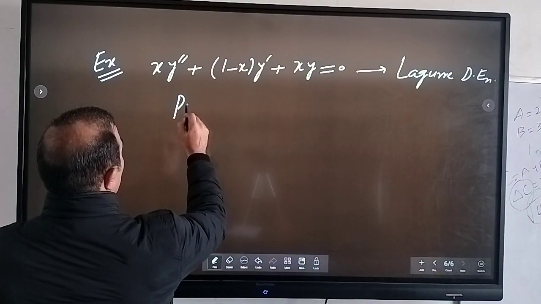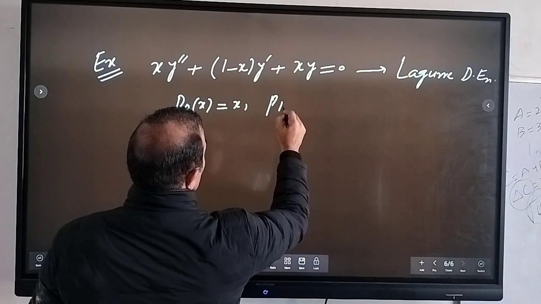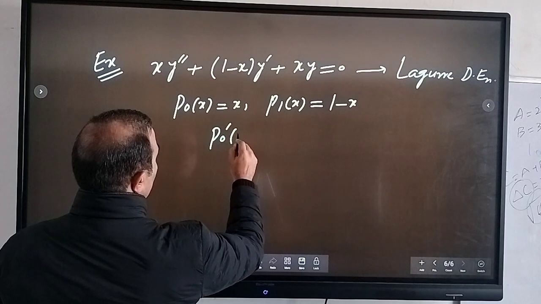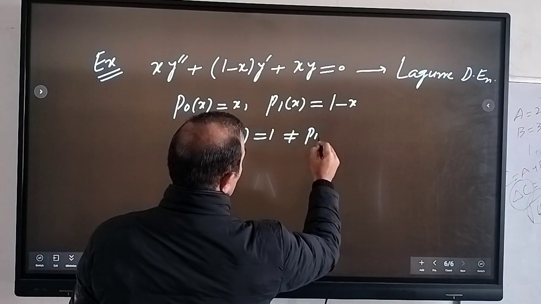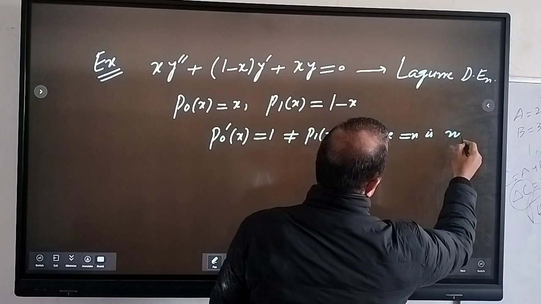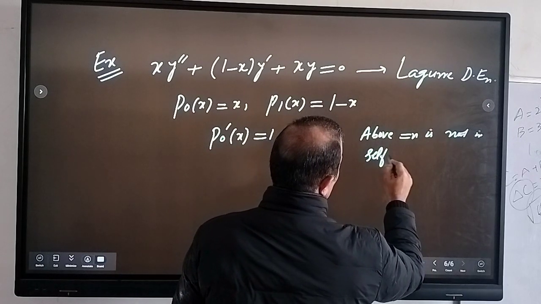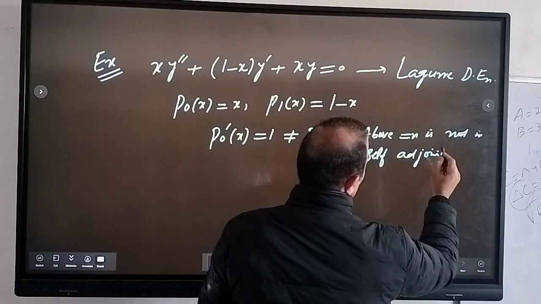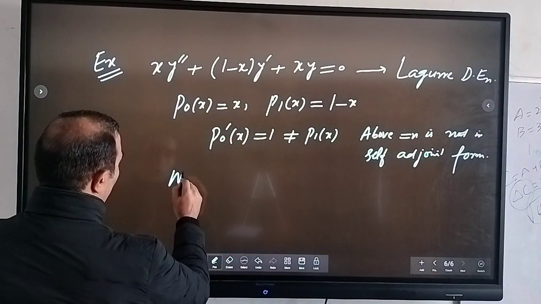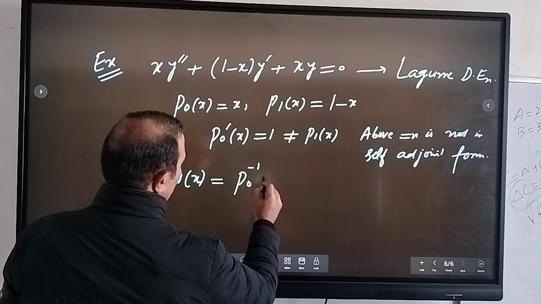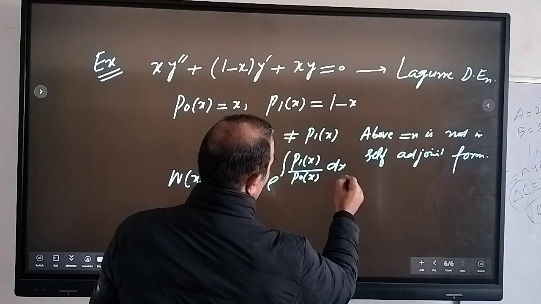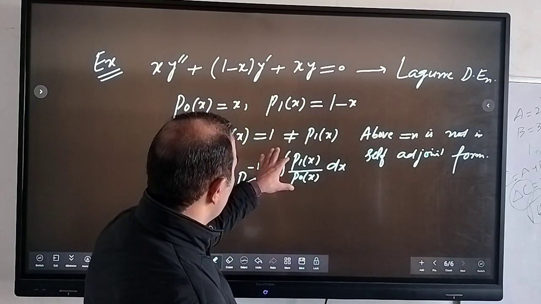And similarly, first let us check whether this is in self-adjoint form or not. Because p0 of x is equal to x, and p1 of x is 1 minus x, here p0 dash of x equals 1, that's not equal to p1 of x. So that means the above equation is not in self-adjoint form, right? In order to convert this into self-adjoint form, we need to calculate this factor, that's w of x, that's p0 inverse, which is 1 inverse.